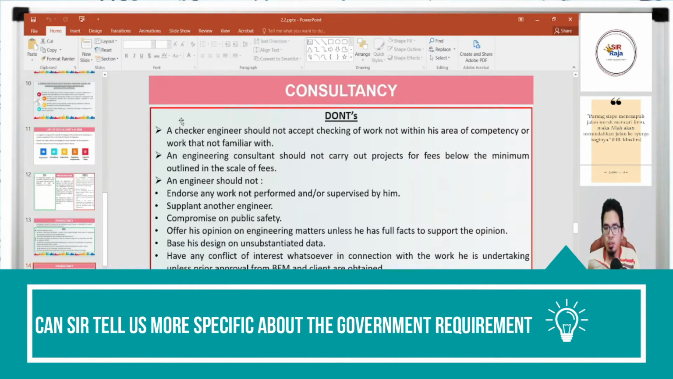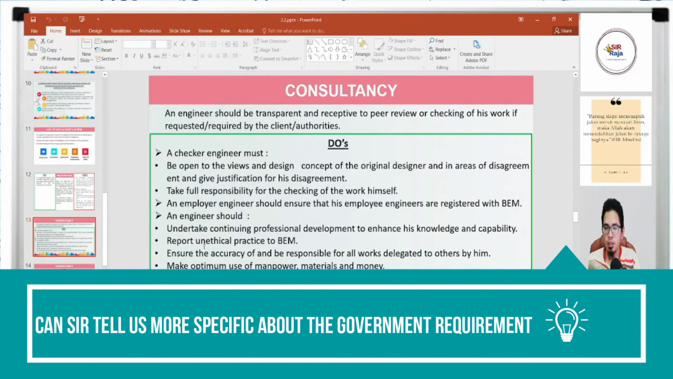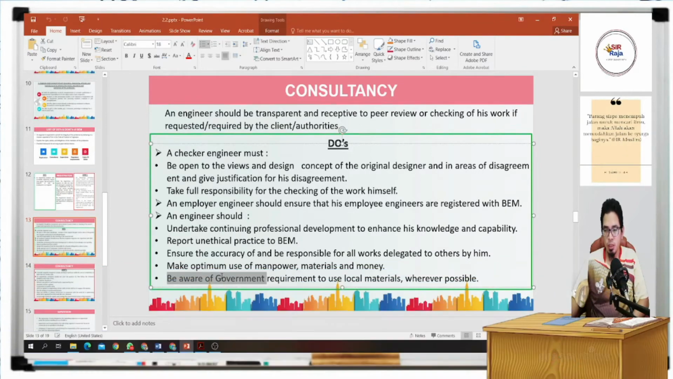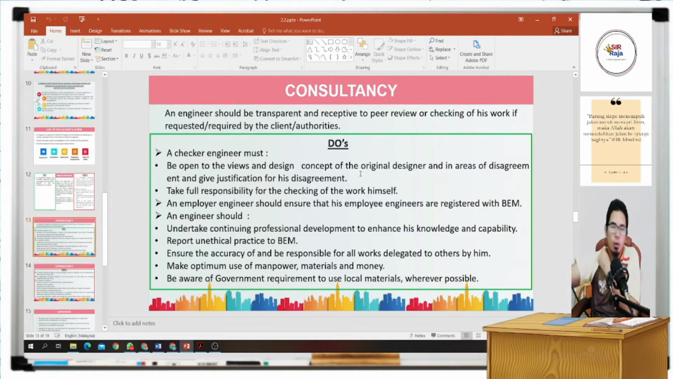So if you look at the consultancy, there is in the do's, it says that be aware. Okay, when you work within consultancy companies related to engineering field, you must be aware of government requirement to use local materials wherever possible. All right, this one, we can look at. Okay, so the question again, what are the requirements?